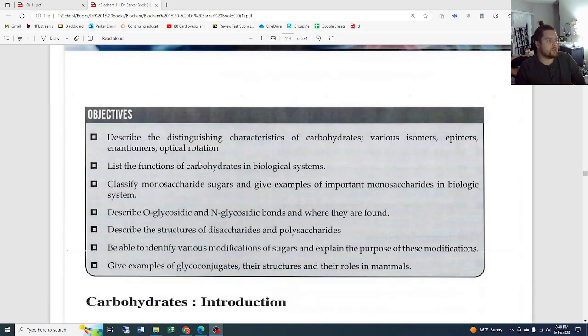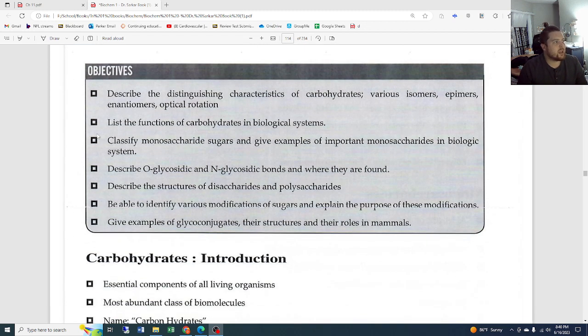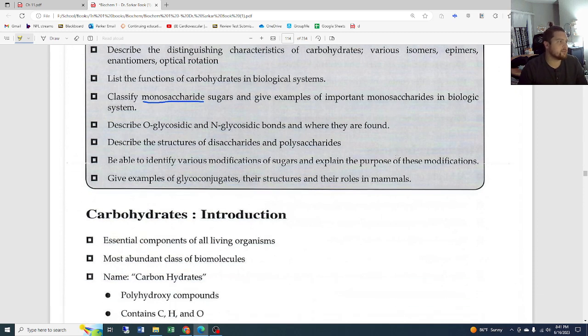Looking at our objectives, first off, we're going to describe the distinguishing categories of carbohydrates, some of the different isomers, epimers, enantiomers, and optical rotation. Lots of big words there. List the functions of carbohydrates in biological systems. Classify monosaccharides. We've talked about these before, and they will continue to pop back up in a whole bunch of classes. So classify the monosaccharide sugars and give examples of the important monosaccharides in biological systems.